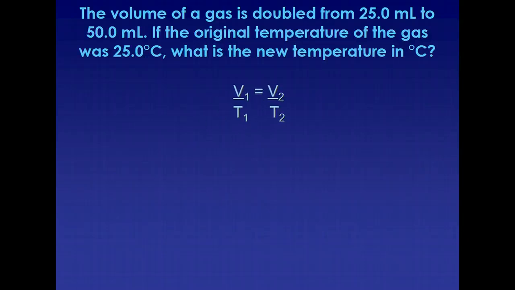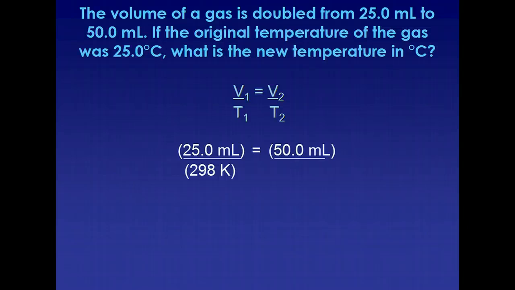So if we start with that gas law, V1 over T1 equals V2 over T2. We have our two volumes, 25 mils and 50 mils. We need to convert our temperatures to Kelvin, so 25 Celsius becomes 298 Kelvin. And we're going to solve for T2 in Kelvin first, and then we're going to convert it back to Celsius. So there's the 25 mils and the 298 Kelvin. There's the 50 mils and what we're solving for.